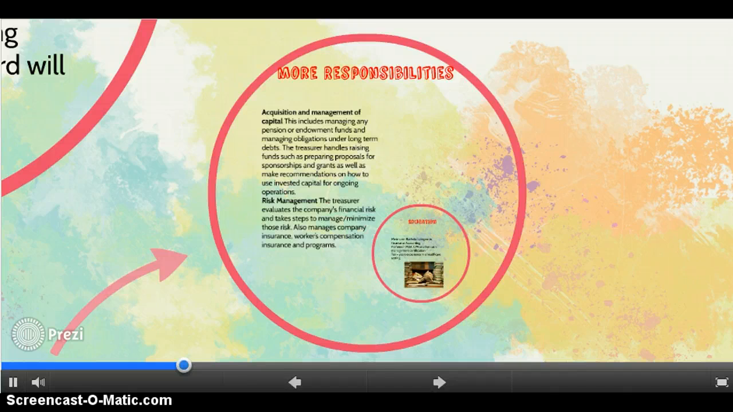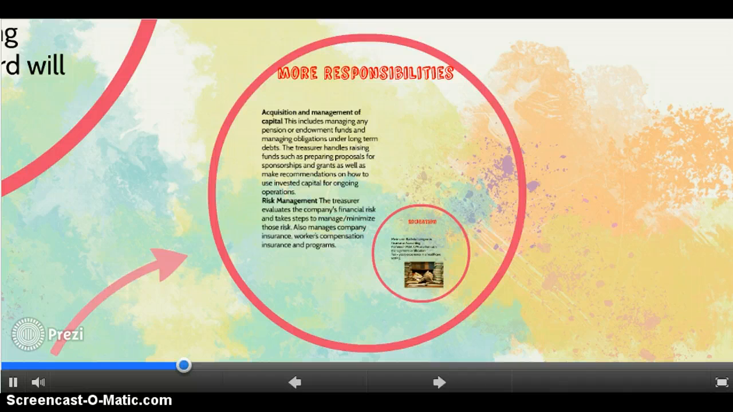In addition to those responsibilities, the treasurer is also tasked with the acquisition and management of capital as well as risk management. When acquiring and managing capital, the treasurer should be managing any pension and endowment funds as well as any obligations under long-term debts. The treasurer also handles raising funds, such as preparing proposals for sponsorships and grants, as well as making recommendations to the CEO on how to invest capital for ongoing operations.